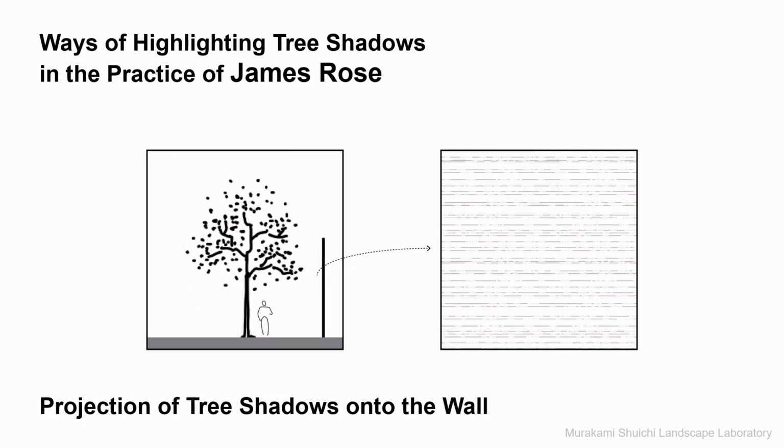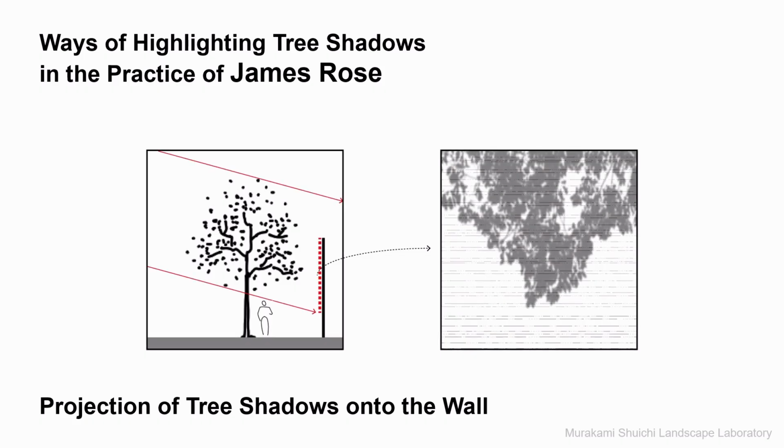Tree shadows cast onto walls can also be seen. From the way these shadows appear sharply on walls made of solid materials, one can read the deliberate relationship he established among trees, wall surfaces, and sunlight.